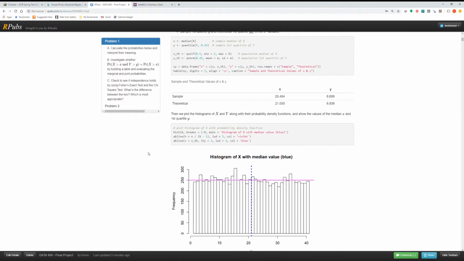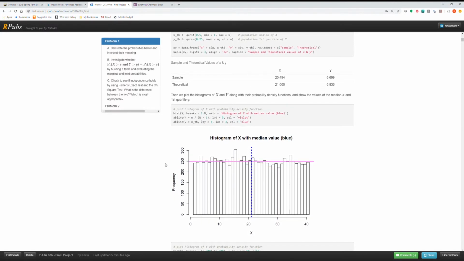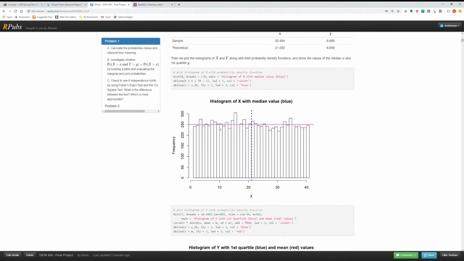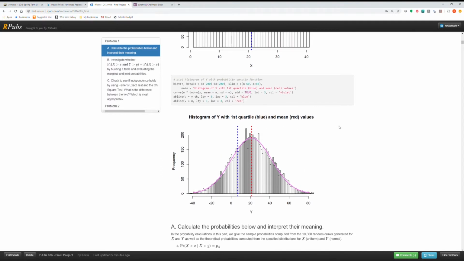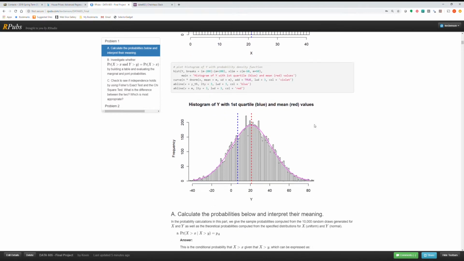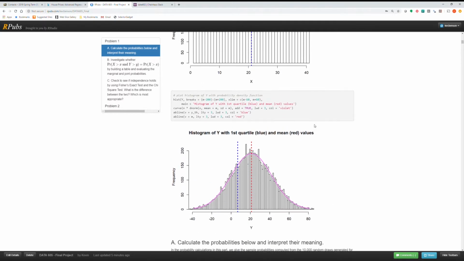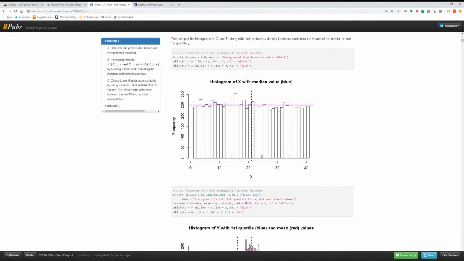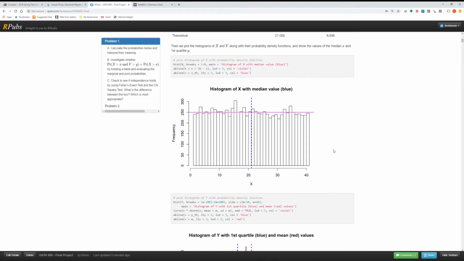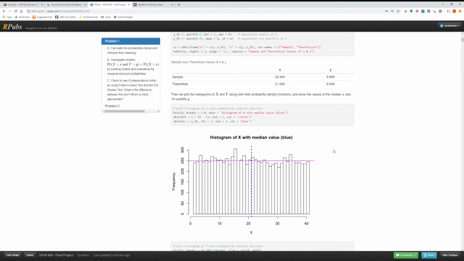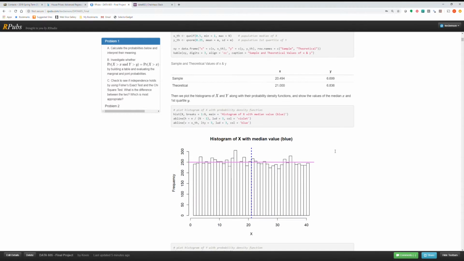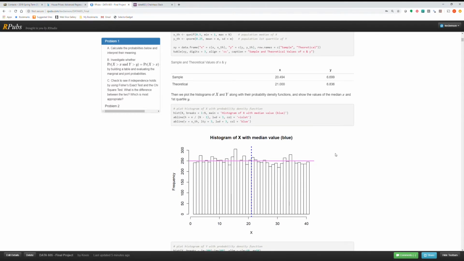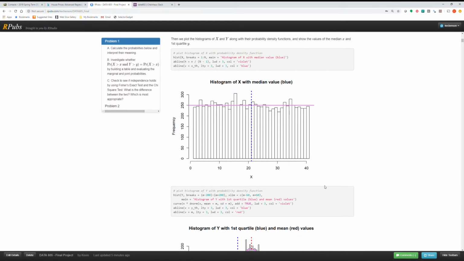In terms of the distribution, the variable x follows a uniform distribution that looks like this. The variable y, on the other hand, follows a normal distribution centered around 21. And little x and little y are given by the dashed lines in blue. Little x is the median of the random variable capital X, and so the median of that distribution is approximately 21.